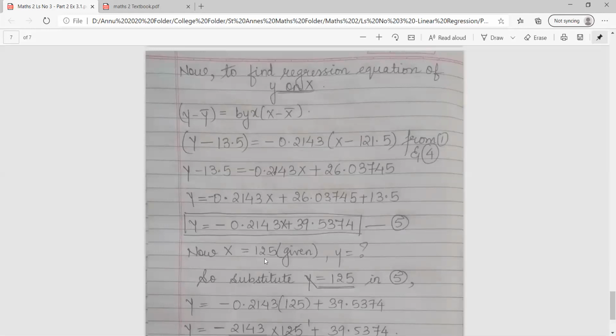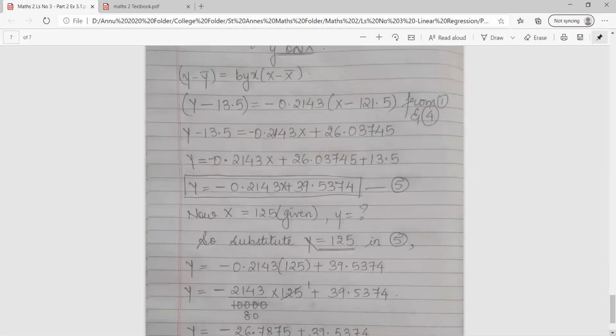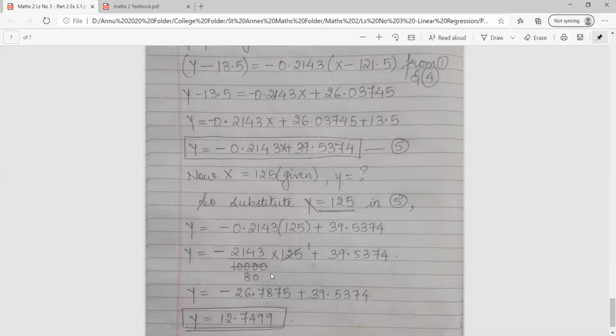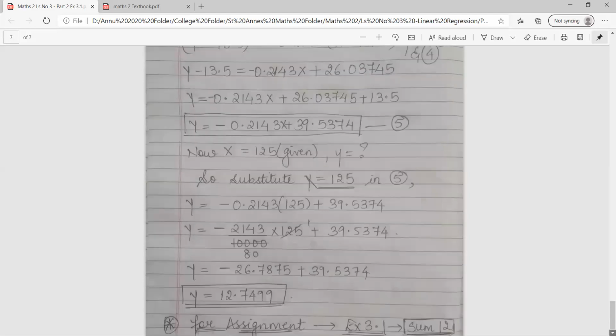So as we saw in the question, X was given to be as 125 and we have to find the value of Y. So substituting the value of 125, so I've removed the decimal over here, keeping the minus as it is. Then minus 26.78 is smaller and 39.53 is greater. So the answer comes in positive, 12.7499. So this is how class the sums are being done for the values which are greater than 20. I hope you all have followed the sum.